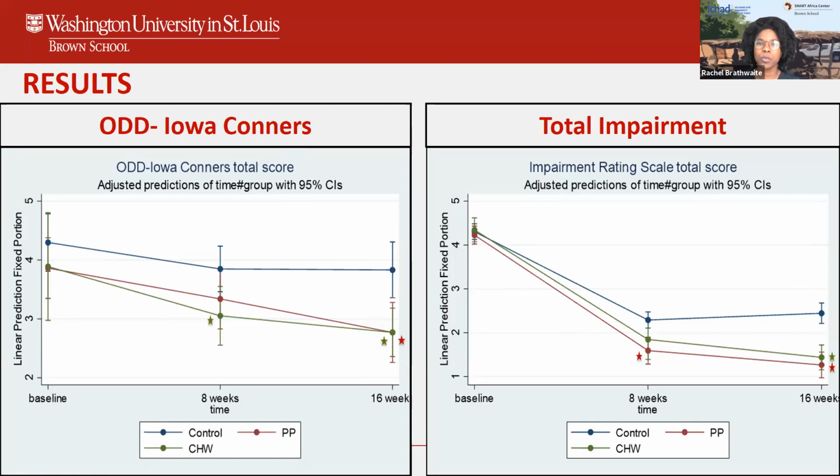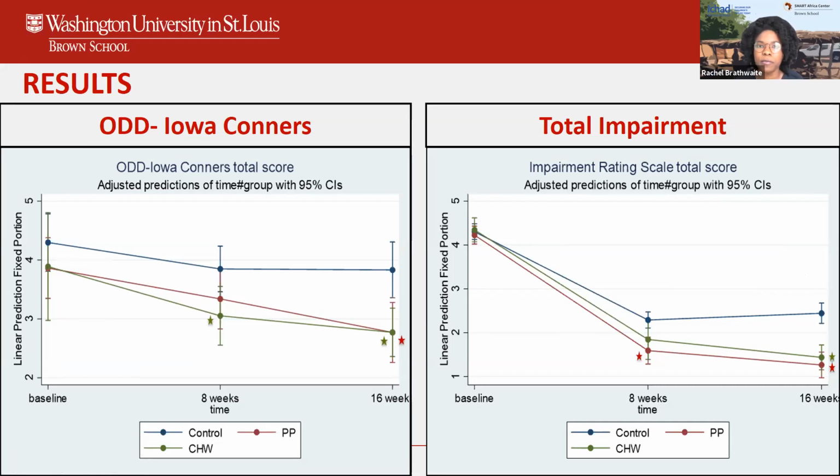So the outcomes we looked at were oppositional defiant disorder as measured by the Iowa Conners scale, and also total impairment as measured by the Impairment Rating Scale. In addition to looking at overall impairment, we also looked at 6 of the domains of the Impairment Rating Scale separately to see how children's behavior impacted their functioning in these different areas. In terms of the analysis, we ran 3-level mixed effects models. And we ran pairwise comparisons of post-baseline means within each time point.